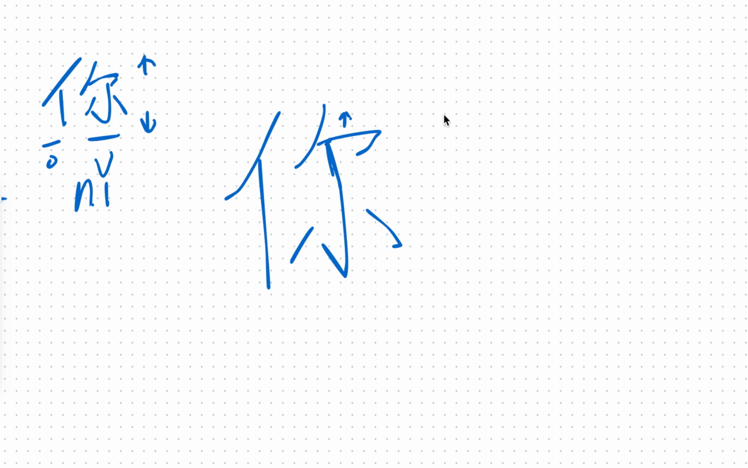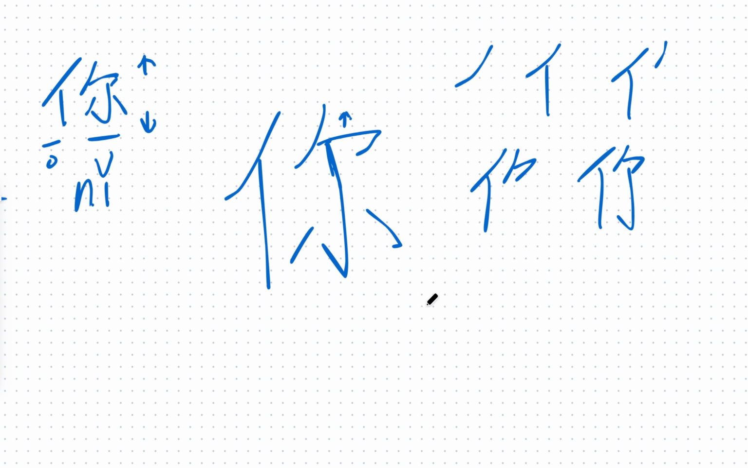So to break down, first stroke, second, third, fourth, fifth, number 6, number 8, number 6, and number 7. 你.